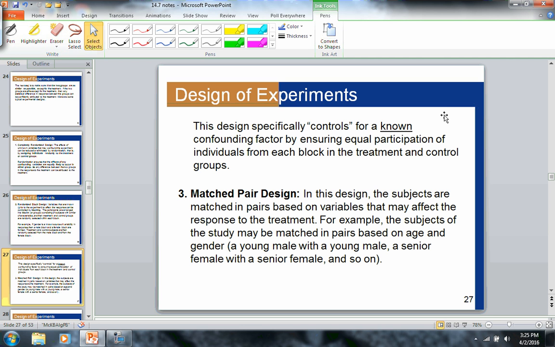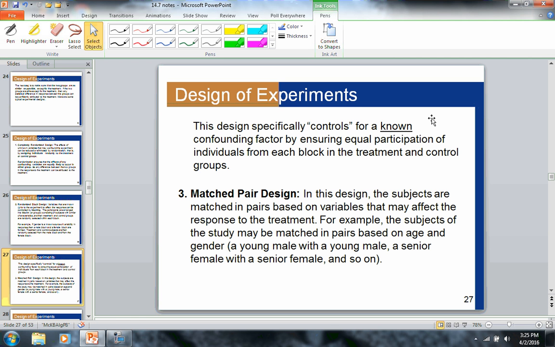Now, that design is nice because it controls for a known confounding factor. So that could be something like gender or age or even income. So it ensures that equal participation of individuals from each block get assigned to the treatment and the control groups.